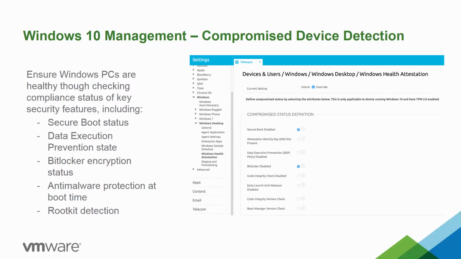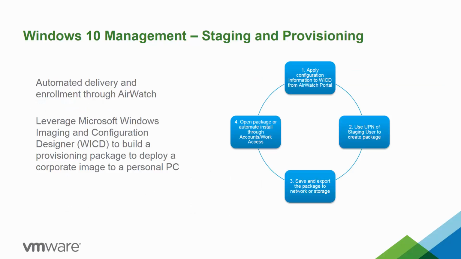To assist in making sure your Windows devices are secure and have not been compromised, we also check the compliance status of key features such as the secure boot status, the data execution prevention status, BitLocker encryption status, anti-malware protection at boot time, as well as rootkit detection. We're also able to automate the delivery and enrollment through AirWatch to assist the staging and provisioning process of Windows 10. It leverages the Microsoft Windows Imaging and Configuration Designer, or WICD, to build the package and deploy a corporate image to a personal PC.